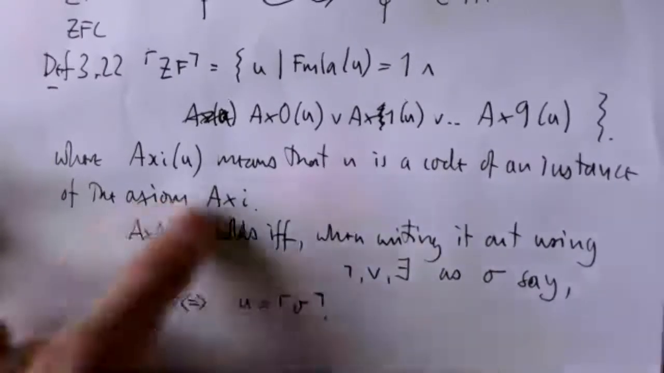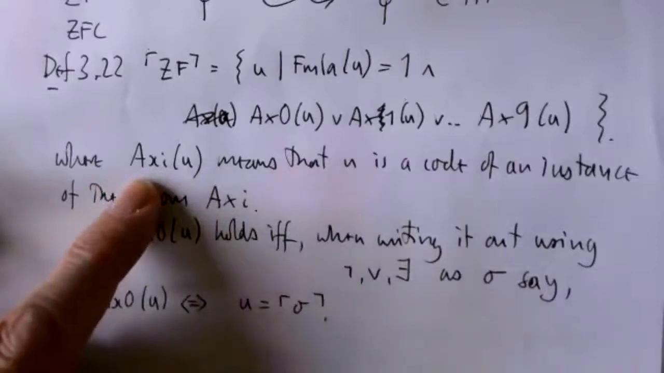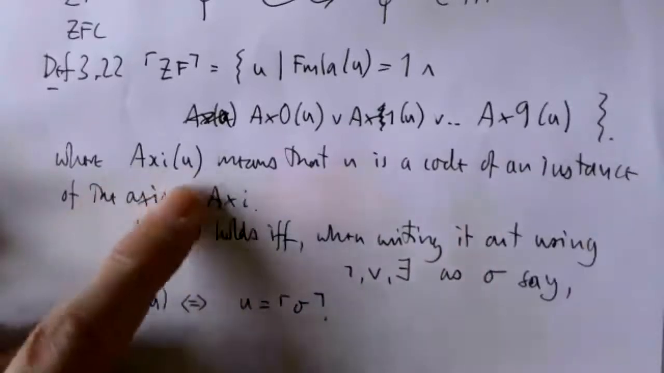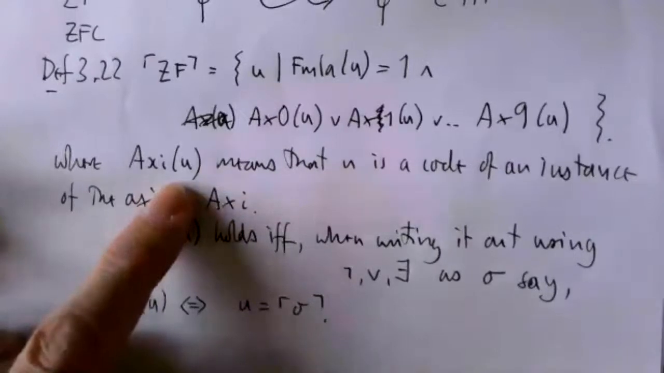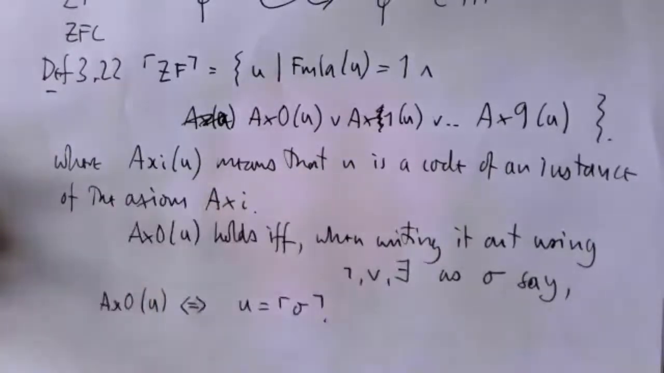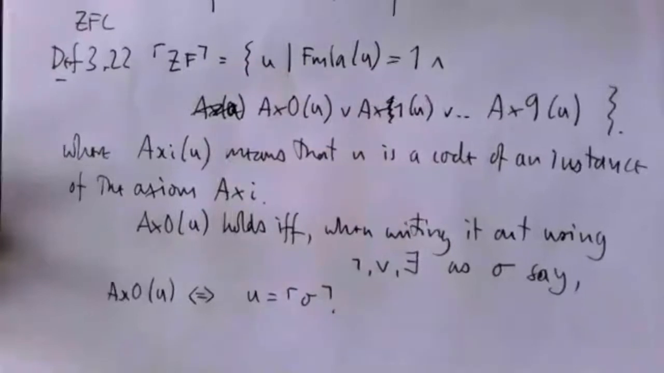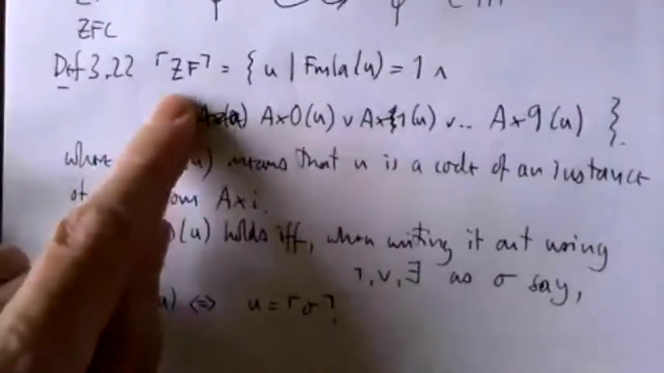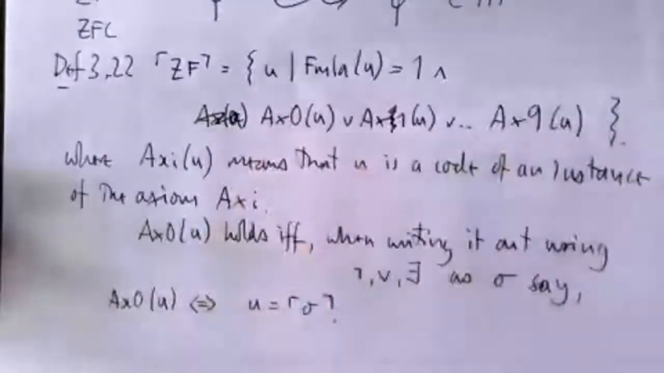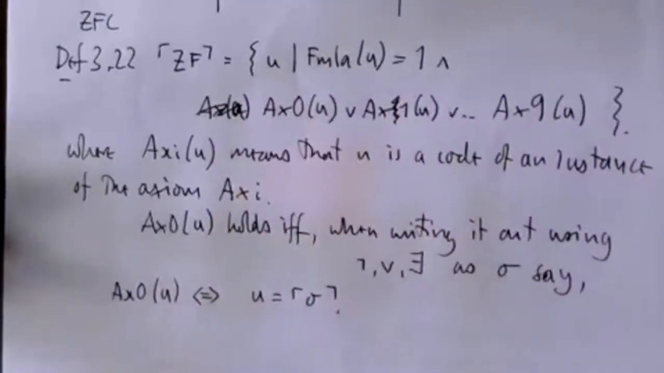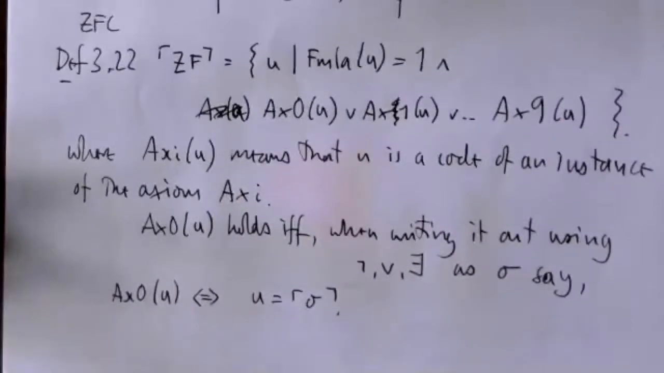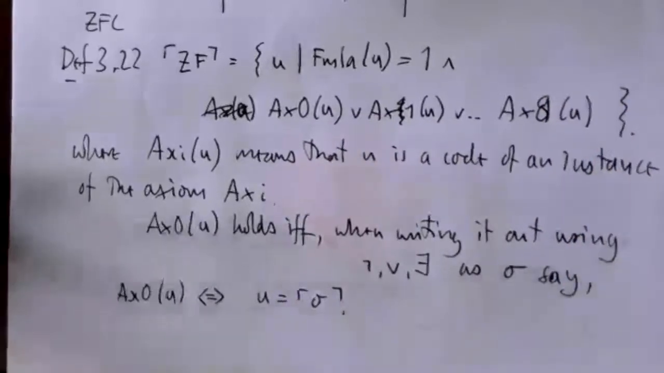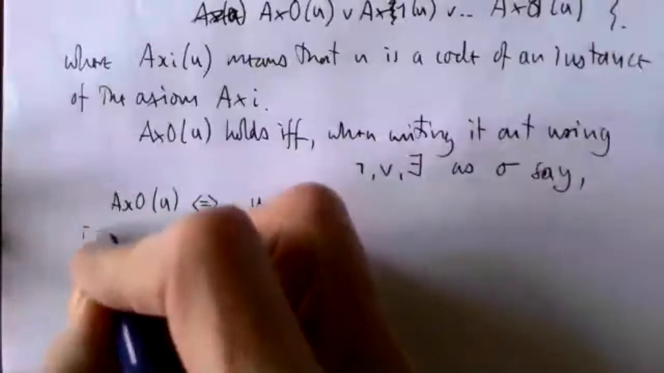So in particular, for each i less than or equal to 9, AXi of U is the collection of codes of axioms of the form AXi, whatever that is. So the Gödel code of ZF is just all of these formulae which are axioms, or codes thereof. And oh, I see, for ZF this should be 8, and ZFC adds axiom 9, the axiom of choice.